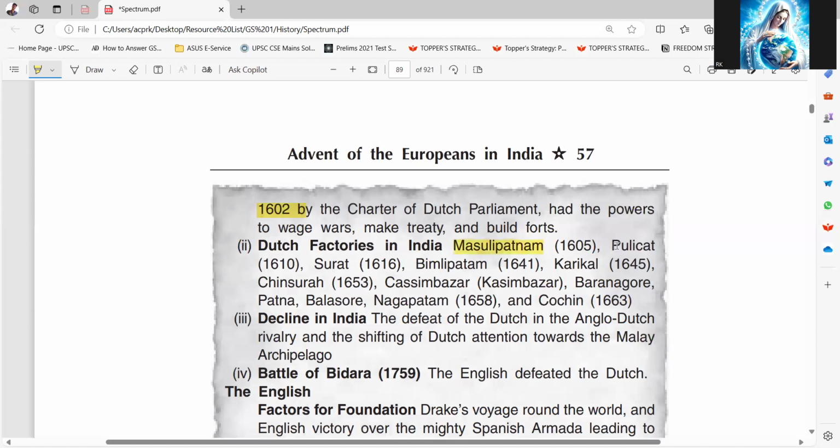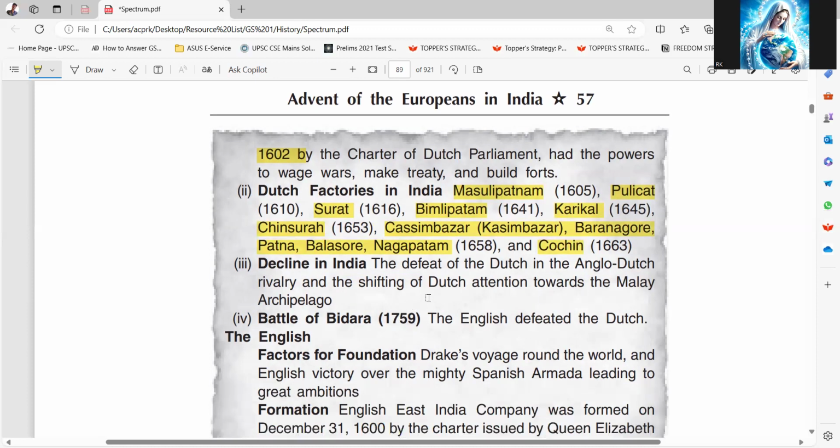Masulipatnam 1605, Pulicat 1610, Surat 1616, Bimlipatnam 1641, Karikal 1645, Chinsura 1653, Kasim Bazar, Baranagore, and Patna, Balasore, Nagapattam 1658, and Cochin 1663.